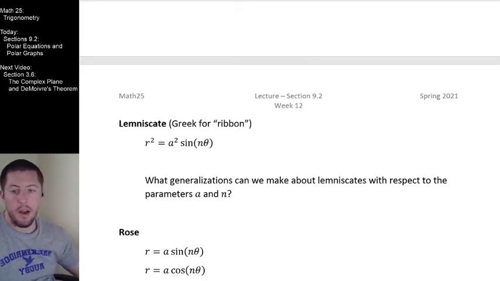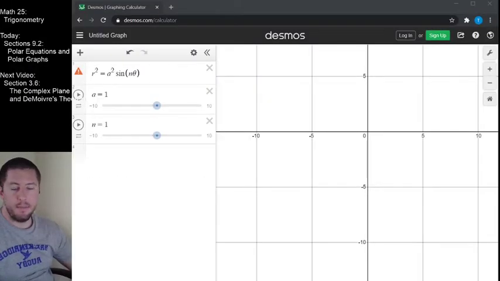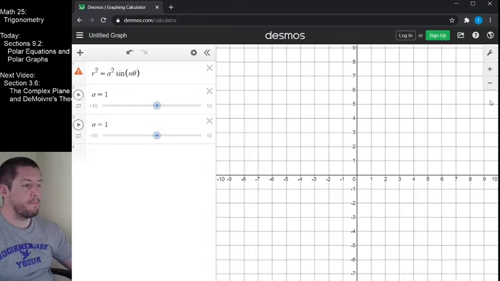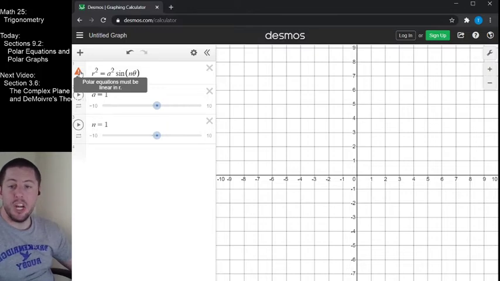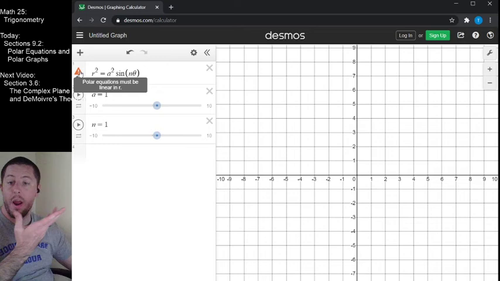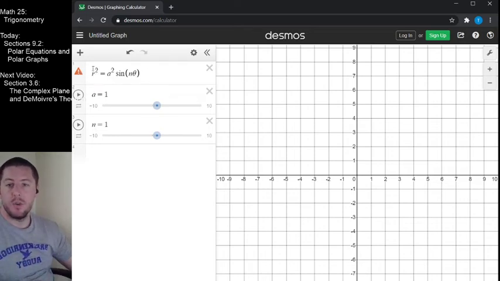Got some sliders. Now, what you're going to see here, now I've typed this in here, is that Desmos is annoyed by something. What's bothering Desmos today? Well, here's the thing. If I hover over it, it's going to tell me polar equations must be linear in R. Linear meaning you can only have a single R. R squared is quadratic, not linear. So it's bothered by the fact that there's a square on this R right here.